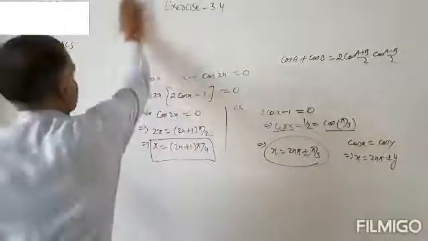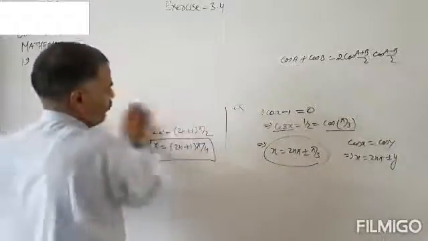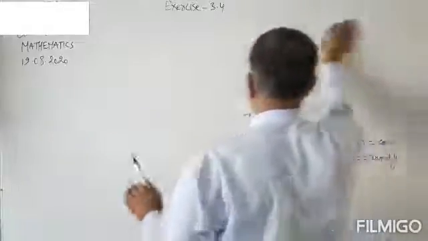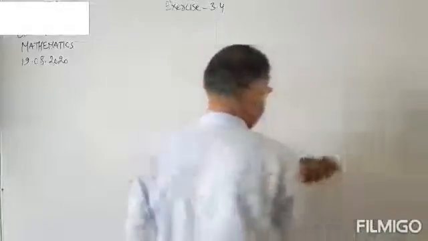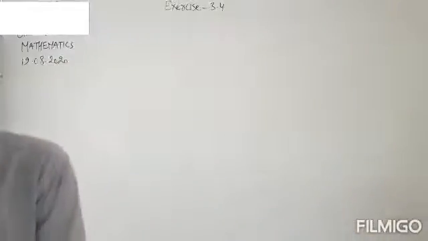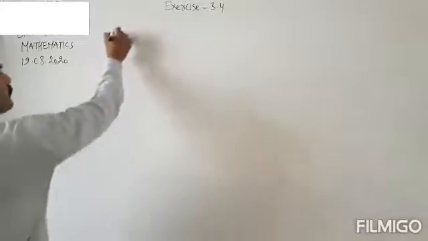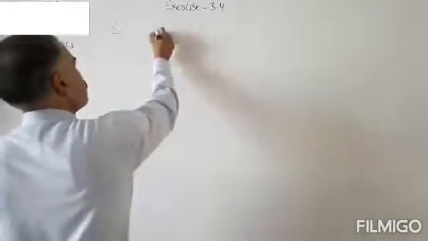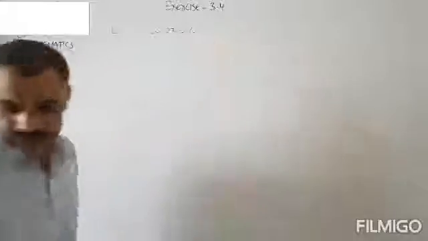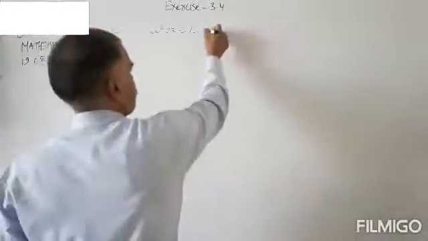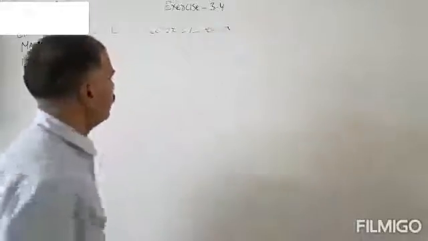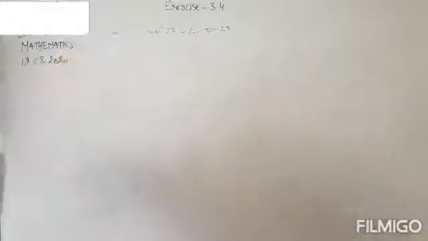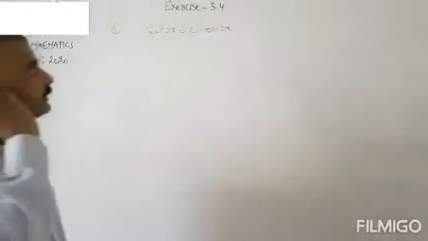Now let us have another question. Question number 8 is sec square 2x equals 1 minus tan 2x. We have to solve this trigonometric equation.